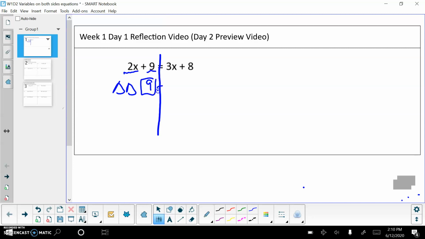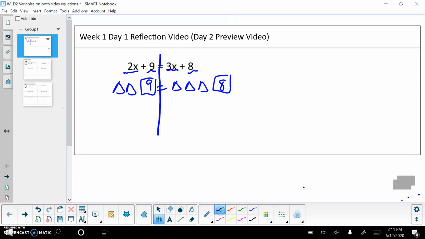And then on the other side, I have three x's, so three triangles. And then the 8, another constant, a number without a letter or without a variable, so that's going to be the 8 cube. And you'll notice that looks different than what we saw before.